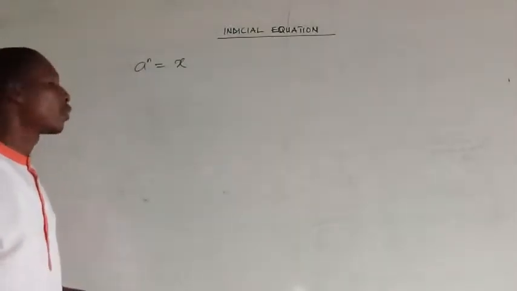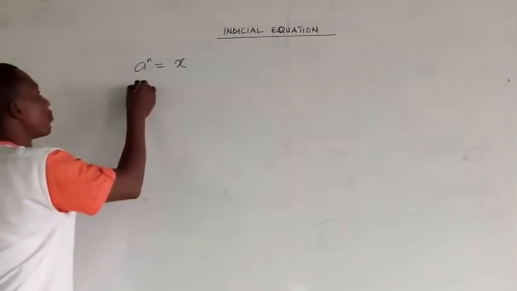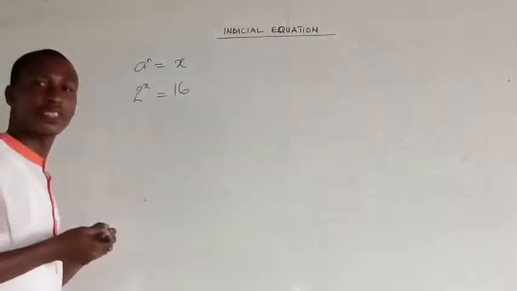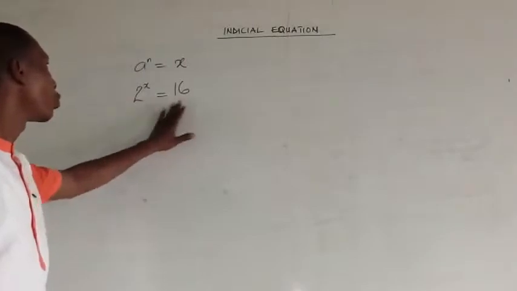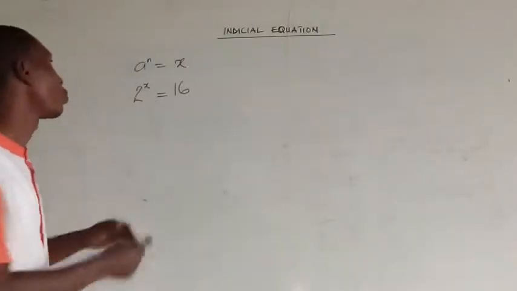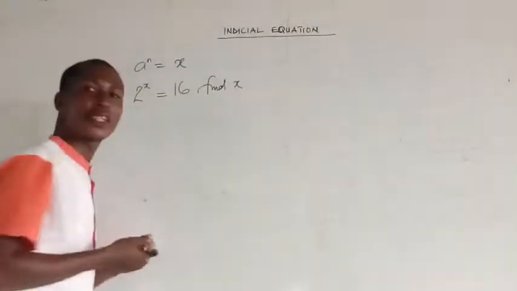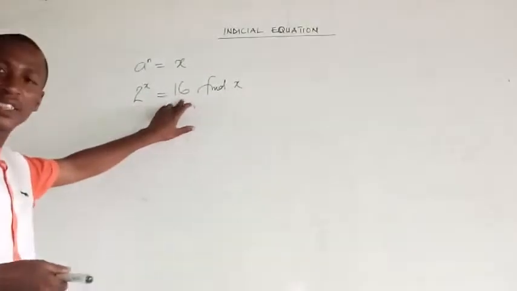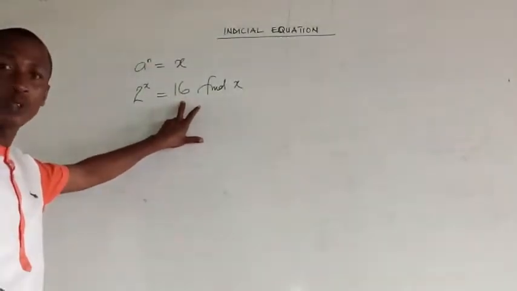For instance, we have a question like 2 to the power x is equal to 16. How am I going to be able to work this out? You are supposed to find x. How do I get x? To be able to get x, I must change this 16 to a power and a base. And we know how to change a number to a power and a base.